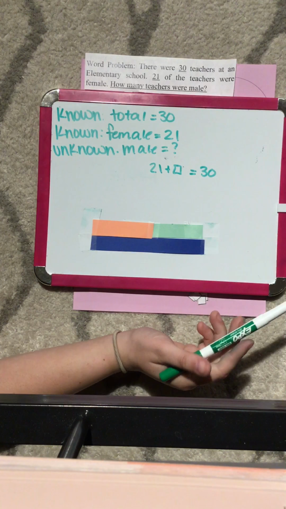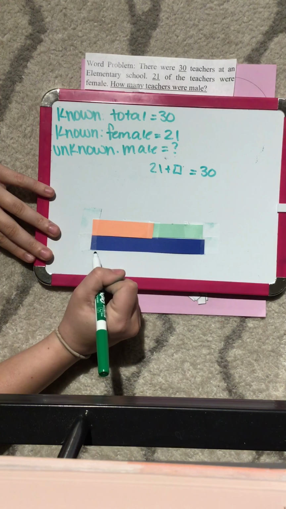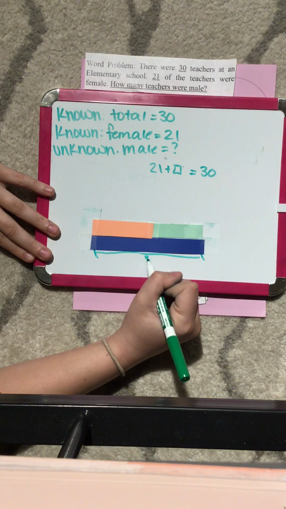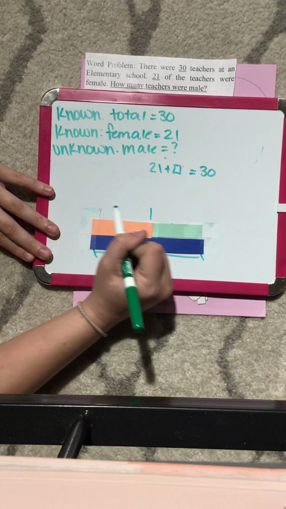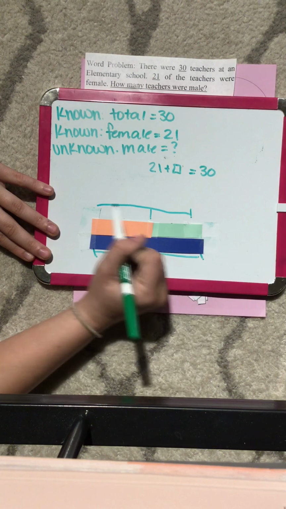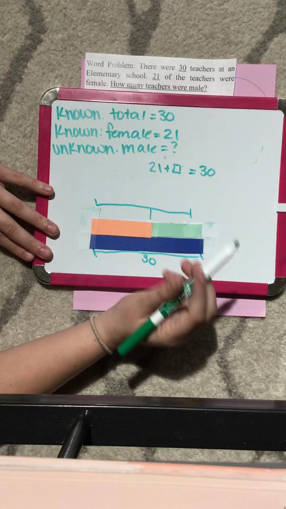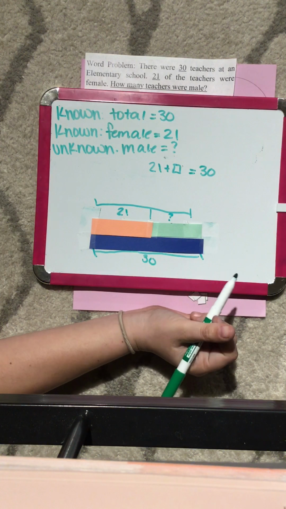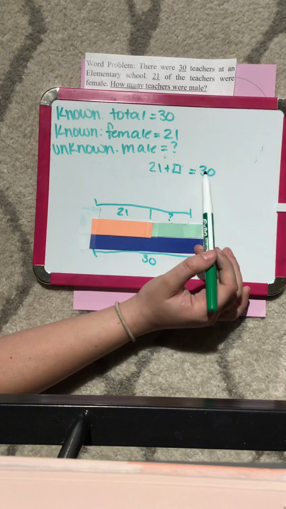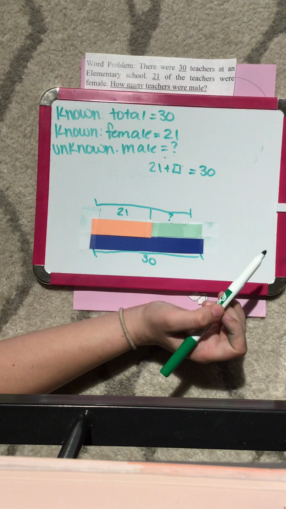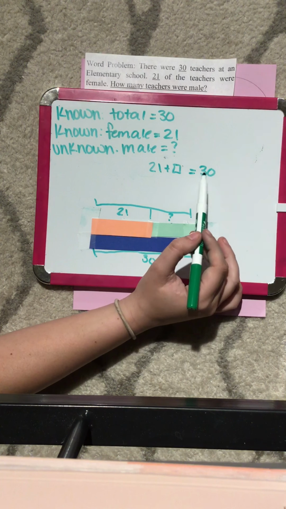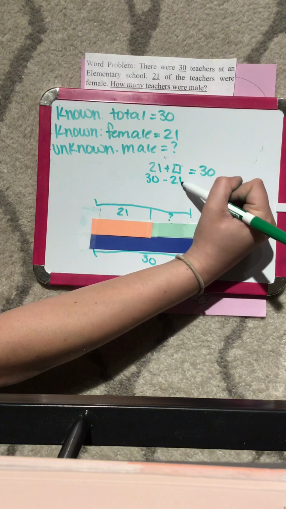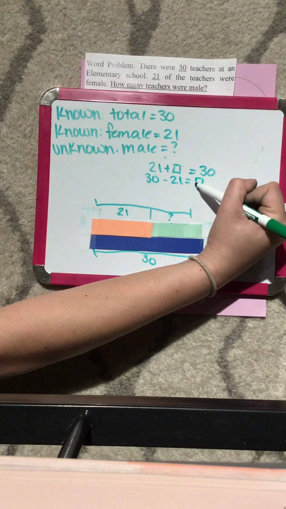This is the linear model that we will be using. In order to do this, you'll have to know that our blue value, or our whole, is worth 30. Since we know that both parts added together equal 30, and we know that this value is 21 for females, and we do not know how many are males. Once again, we know that addition and subtraction are inverses of each other, so we need to flip this problem around. It needs to be changed to 30 minus 21 equals our mystery number.